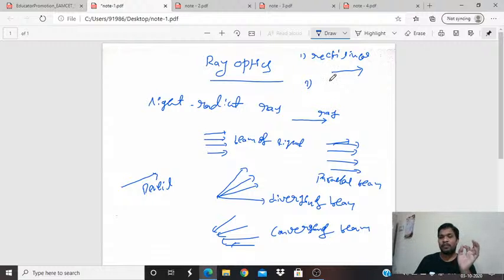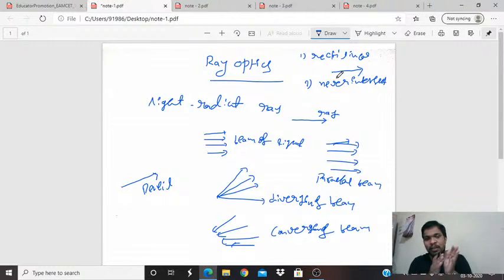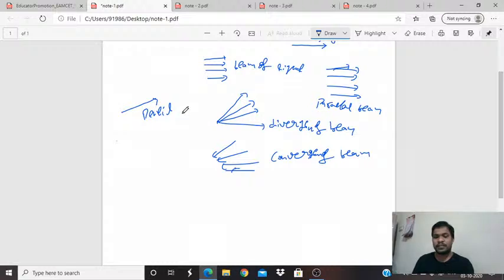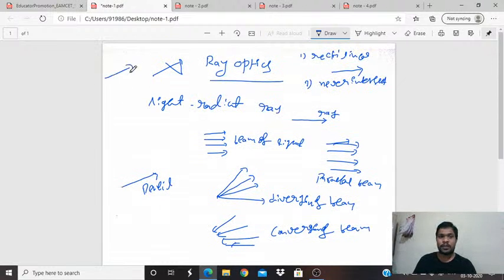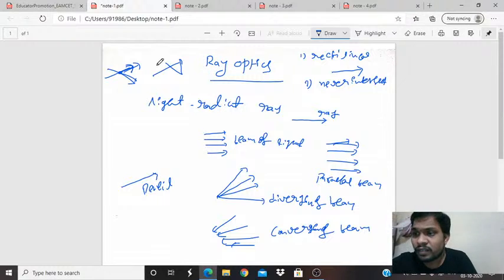The law of independence means two light rays never intersect, because light always has a single direction. Suppose two light rays intersect, at the point of intersection it would have two directions, which is not possible. This is one light, this is another light. At the point of intersection there would be two directions, which is impossible. So this is the law of independence. That means light rays never intersect each other.